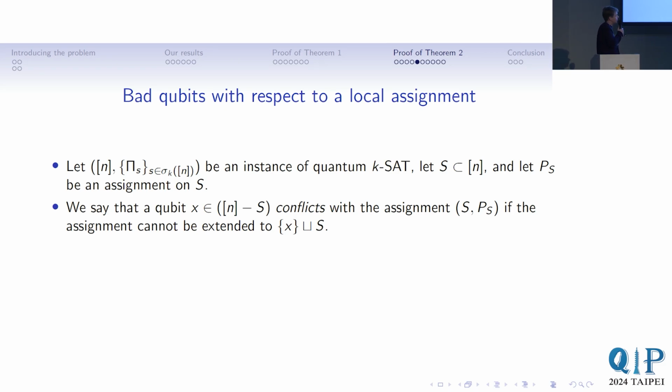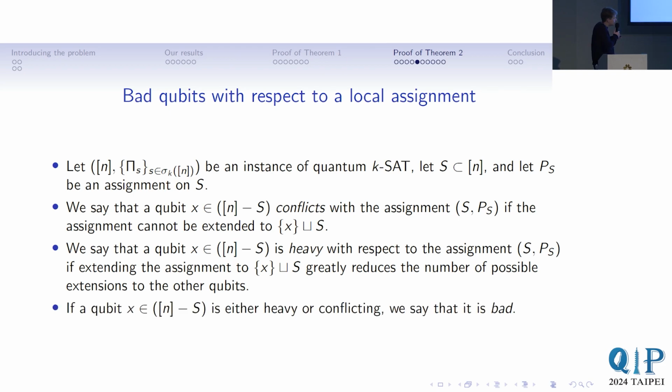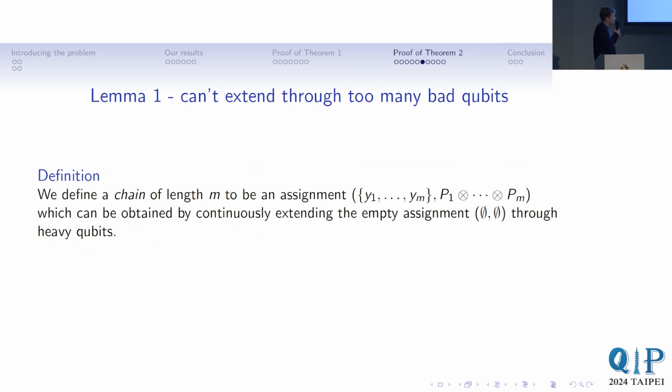But there's another way it could go wrong. It could be heavy with respect to this local assignment, in the sense that if you extend this assignment to that qubit, it'll greatly reduce the number of possible extensions to the other qubits. And there's a way to formally define this, which is a really nice combinatorial ansatz of Allen-Shapiro, but it's a bit complicated to state in this talk. So you can formally define what this is, and if a qubit is either heavy or conflicting, we say that it's bad. So we have two lemmas, which are direct analogs of lemmas of Allen-Shapiro, proved in a very similar way.